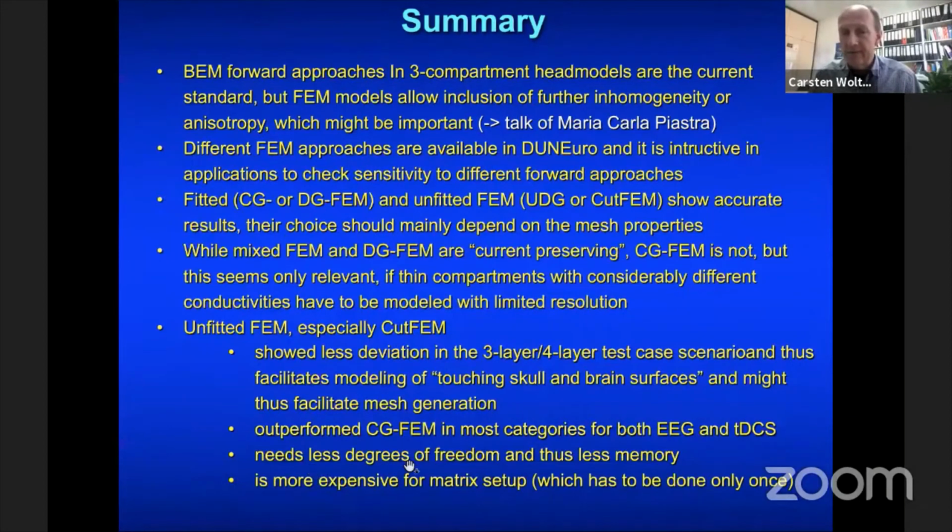It needs much less degrees of freedom and therefore less memory. However, it is surely far more expensive for matrix setup because it has to integrate all these surface jumping potentials on the surfaces, all these Nitsche terms and the penalty terms. So the matrix construction is much more expensive. However, this has to be done only once, and then in combination with the transfer matrices, we can make it very fast.